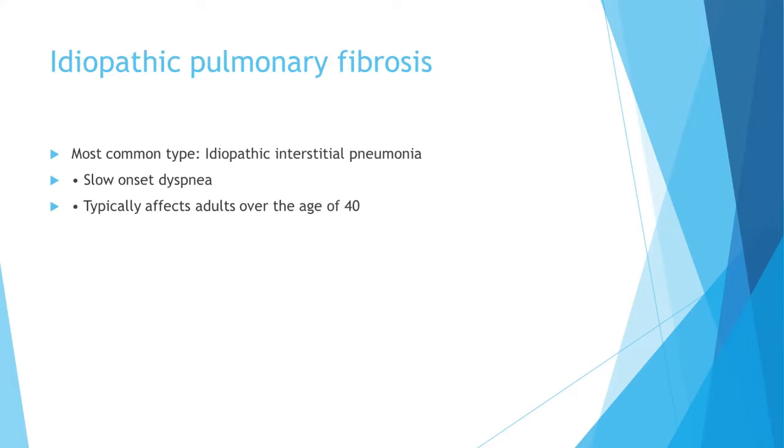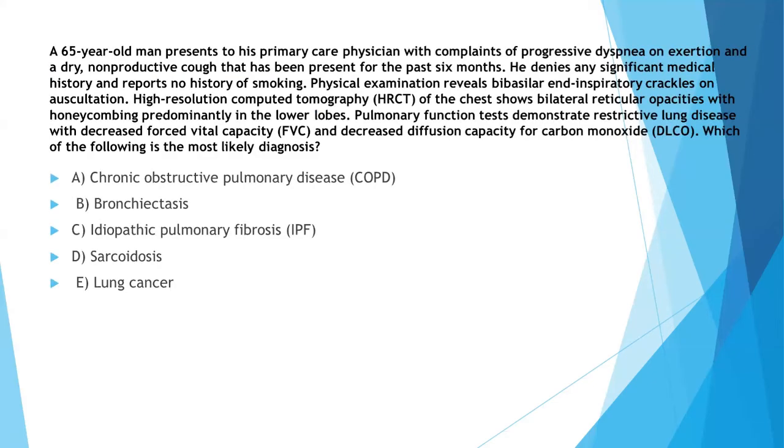Idiopathic pulmonary fibrosis is one concept that is very commonly asked in the examination. The most common type is idiopathic interstitial pneumonia, which occurs with slow onset dyspnea and typically affects adults over the age of 40 years. So here we have a 65-year-old man who presents to his primary care physician with complaints of progressive dyspnea and exhaustion and a dry, non-productive cough that has been present for the past 6 months.